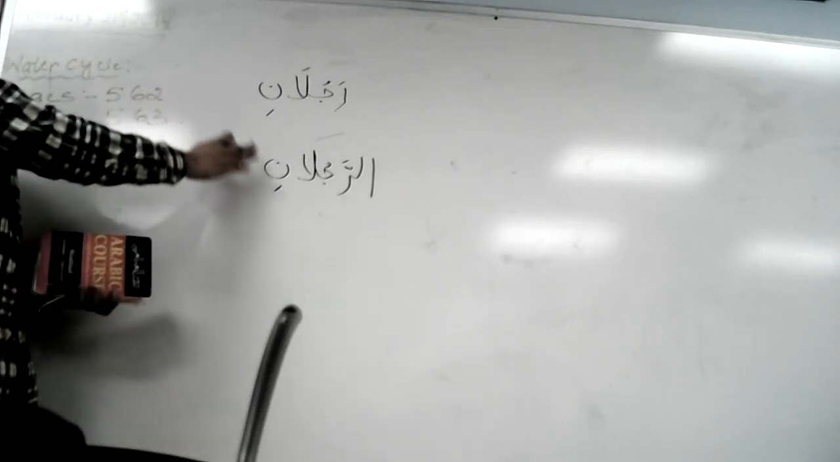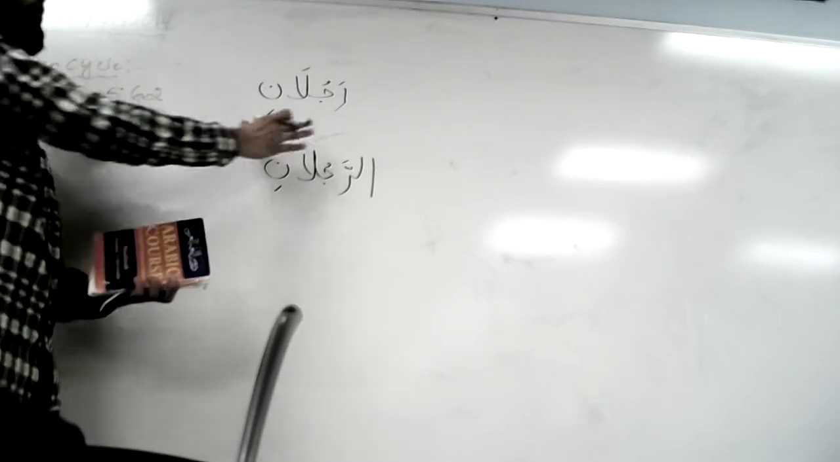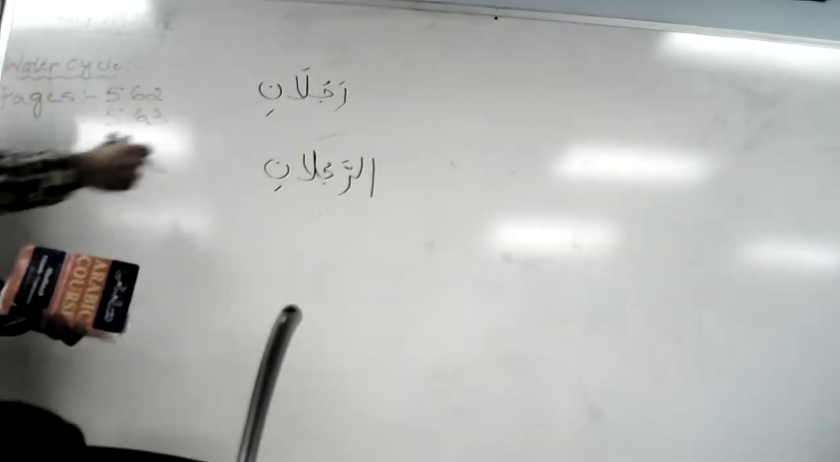So I looked and it's the same. So if you use al, it's still going to be ar-Rajulani. And if you don't use al, it's indefinite, but it's still Rajulani.